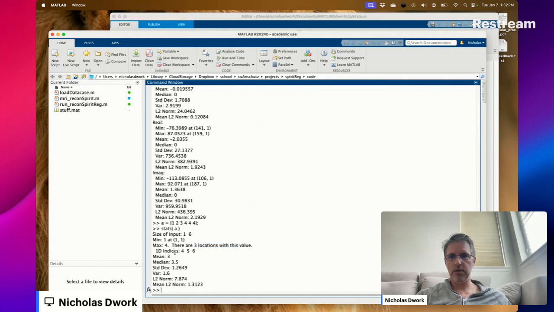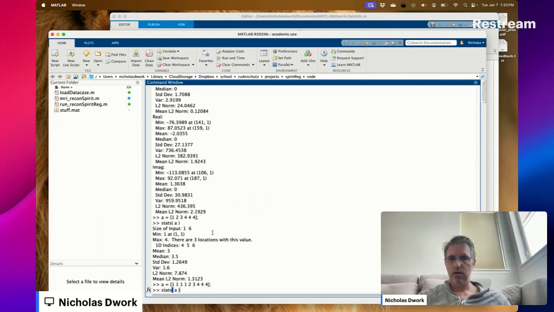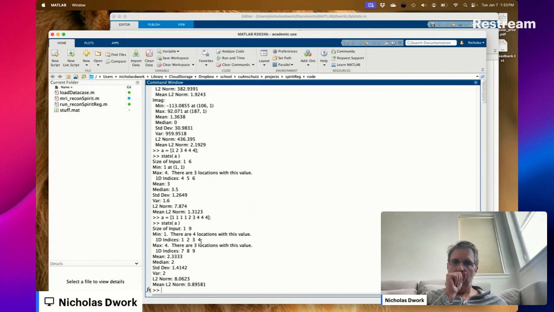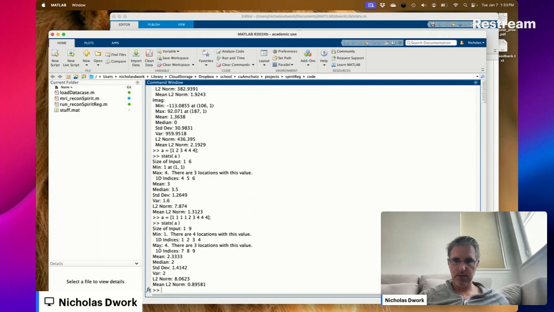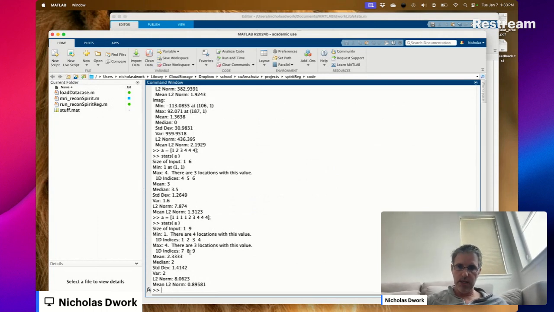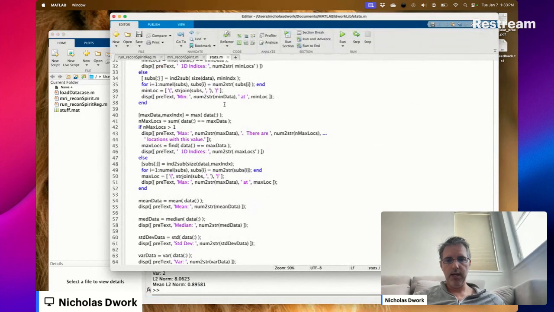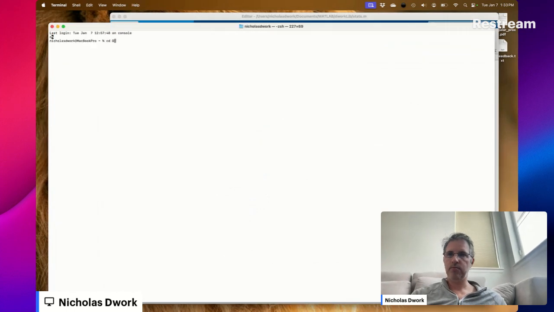There are 3 locations of this value, 1D indices 4, 5, and 6. The min is 1. There are 4 locations of this value. The 1D indices are 1, 2, 3, 4. The max is 4. There are 3 locations with this value. The 1D indices are 7, 8, 9. I like that. Going on.